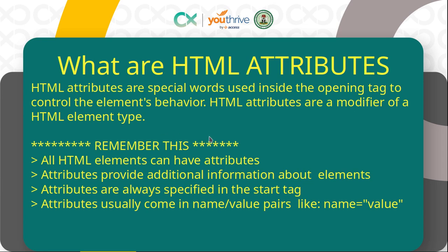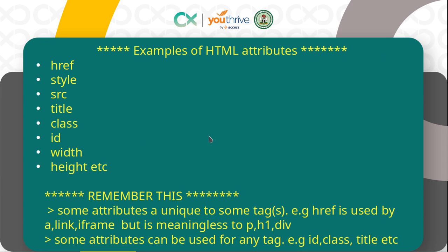So let's move to the next slide, which is some examples of HTML attributes, and we have used this one, which is the href attribute. Then we have the style attribute, which is used to add inline CSS. We have the src attribute, which is used for images and some other tags. Then we have the title attribute, the class attribute, the ID, the width, the height, and we have many of them.